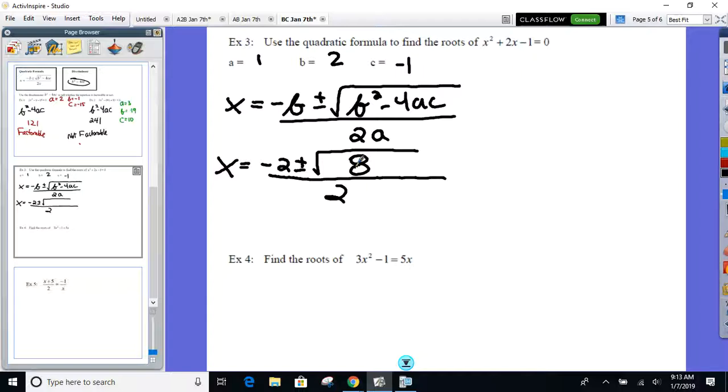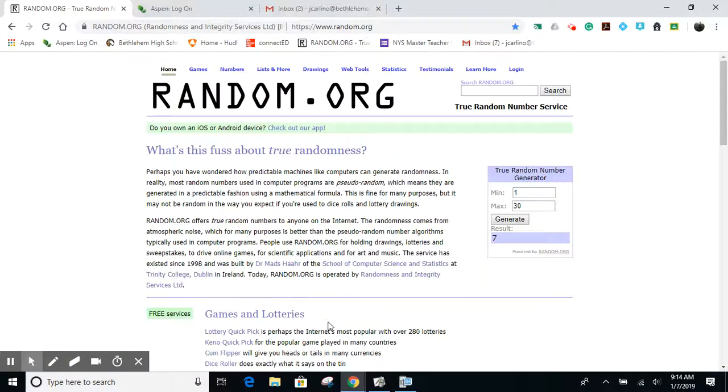What am I going to have you do with that square root of 8? Simplify it. All right, you are not done here. We can still break down square root of 8. So go ahead. -2 plus or minus, still got the 2 in the denominator. I need you to simplify the square root of 8 for me. And what's that simplify to? All the way, please, all the way.